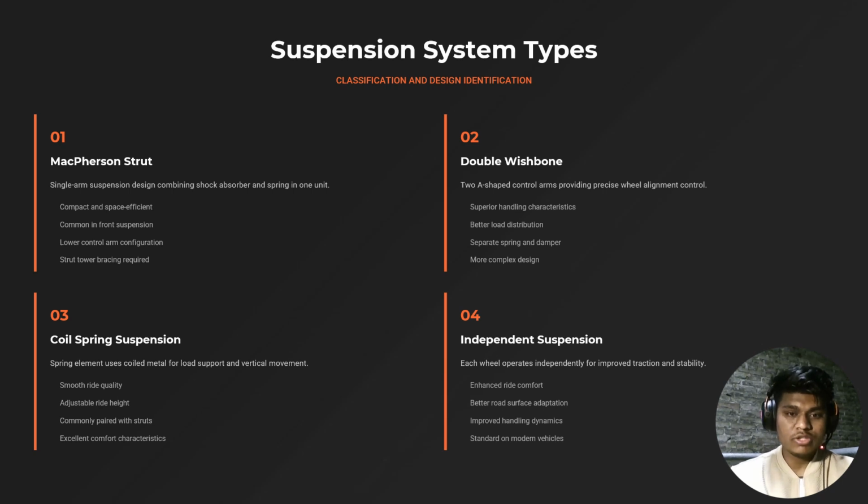Turning to the suspension, we first classify the design. This Audi features a MacPherson strut configuration in the front, which is space efficient and combines the shock and spring. We are also identifying if the vehicle uses a double wishbone setup for superior handling or standard coil spring suspension for improved ride control and comfort.